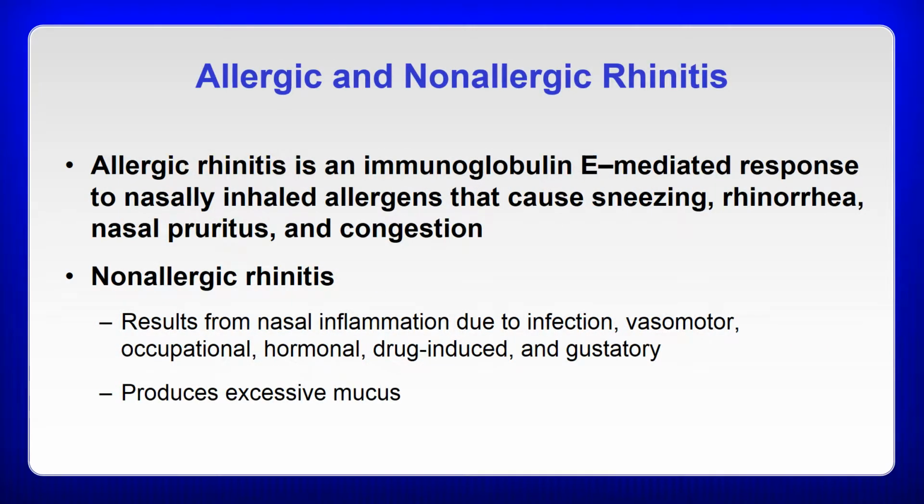Okay, allergic and non-allergic rhinitis. So we're moving on to the nose now. Allergic rhinitis is an immunoglobulin E mediated response to inhaled allergens. So this is commonly what you would see with seasonal allergies, for instance, and the symptoms that would accompany that. So your signs and symptoms: the sneezing, rhinorrhea, the nasal pruritus, which is the medical term for itching, and congestion.